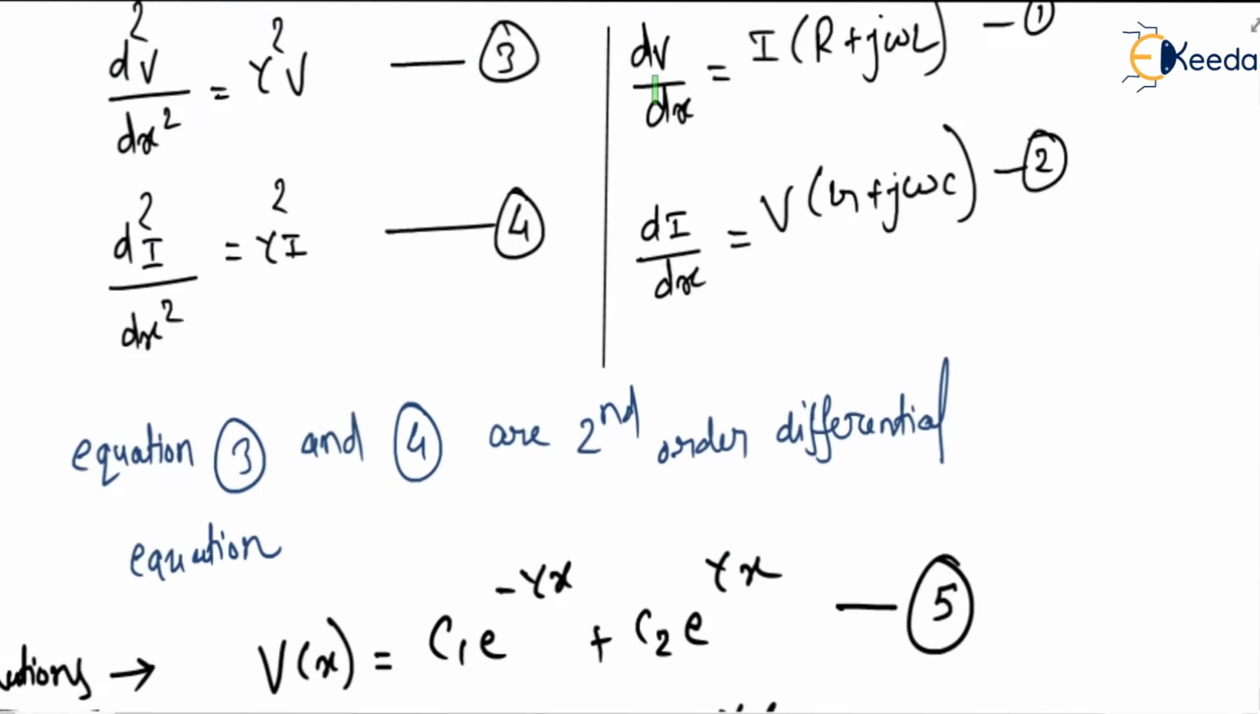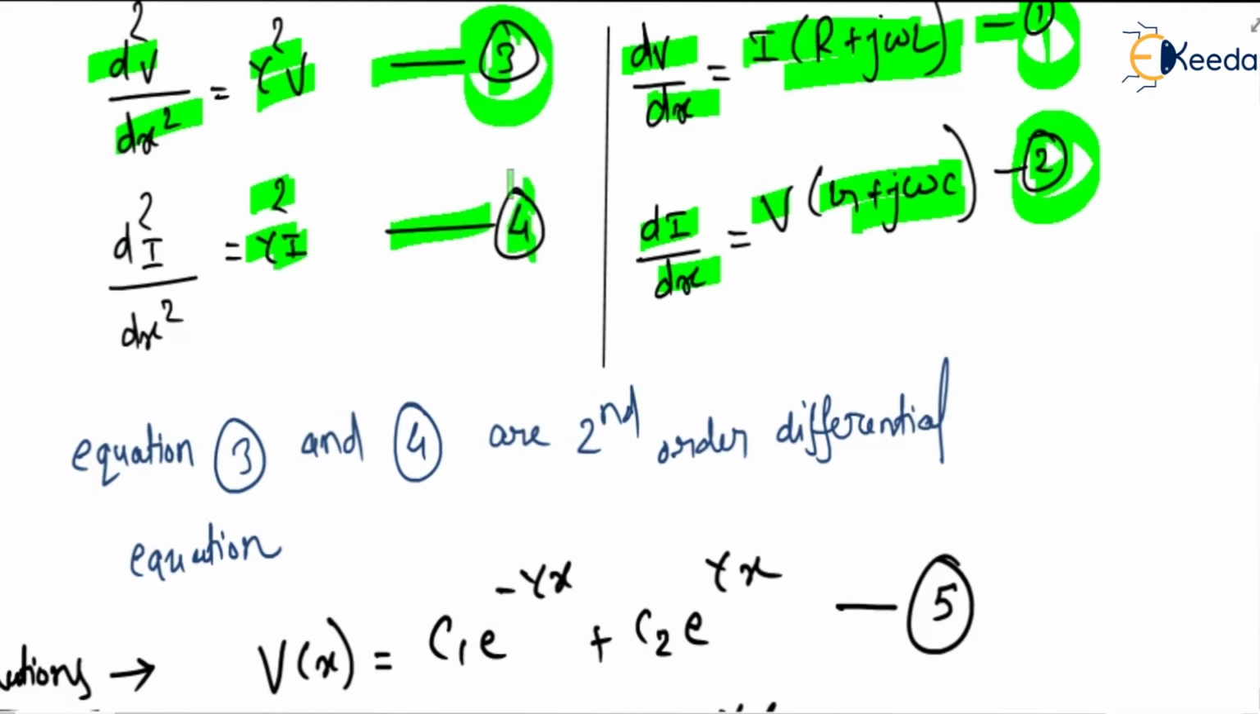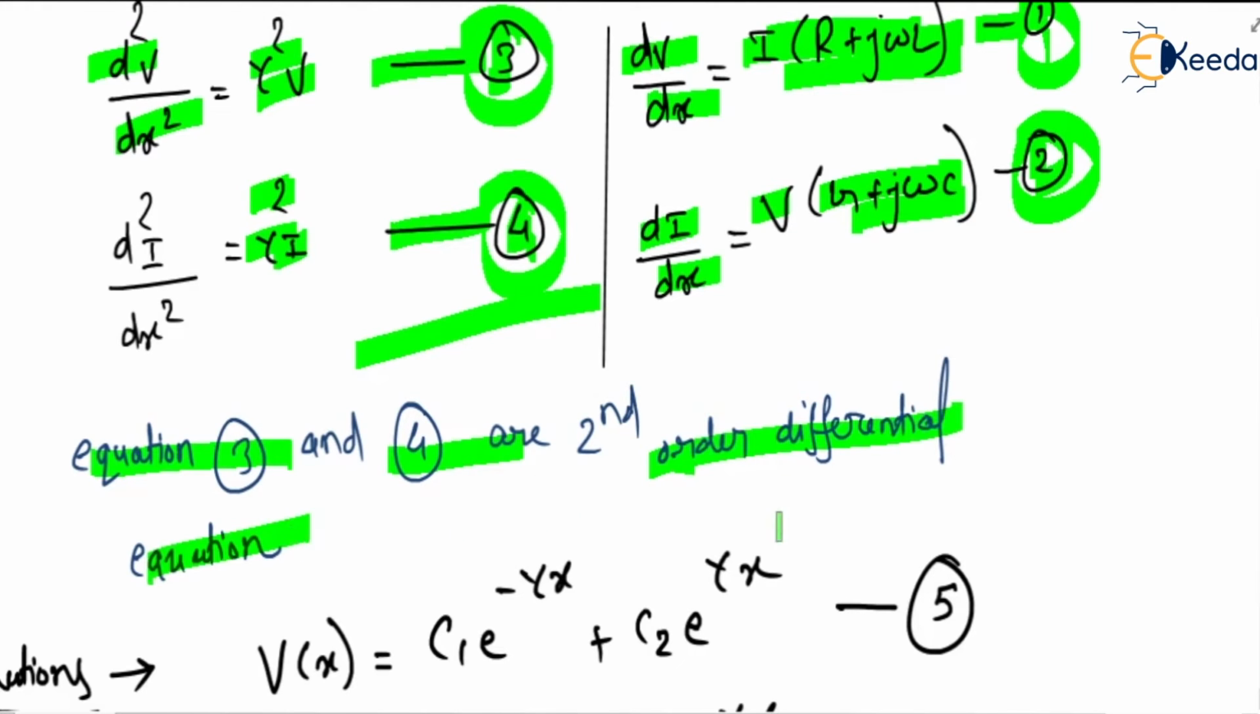So now we are getting 4 equations. First is dV over dx is I into R plus j omega L, this is equation number 1. dI over dx is V into G plus j omega C, this is equation number 2. d2V over dx2 is equal to gamma square V, this is equation number 3. And d2I over dx2 is equal to gamma square I, this is equation number 4. Equations 3 and 4 are second order differential equations. So we will find their solutions.